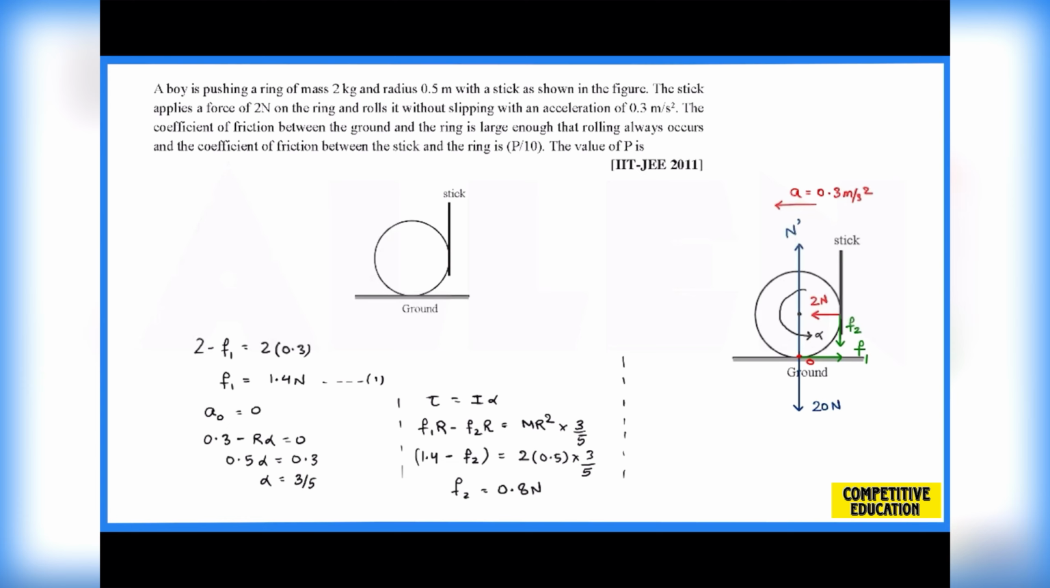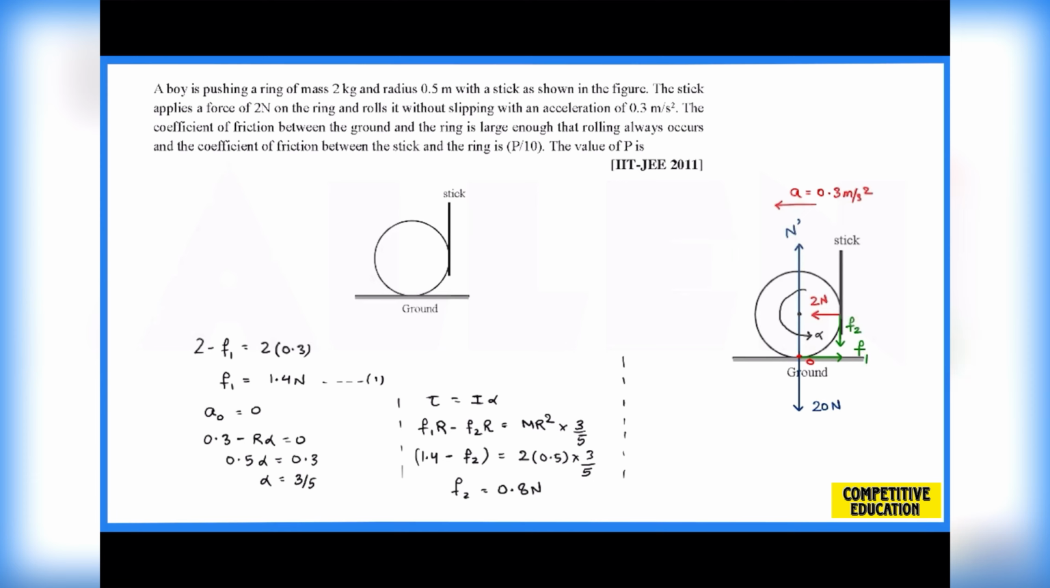So what I can write over here, applying Newton's second law: force in the direction of acceleration, 2, minus force in the opposite direction of acceleration, F1, will be equal to mass into acceleration. This is the net force, 2 minus F1, in the direction of acceleration. This will be equal to ma. M is given to me as 2 and acceleration is 0.3. From here I will get the value of friction offered by the ground on this ring. It will come out to be 1.4 Newton over here.